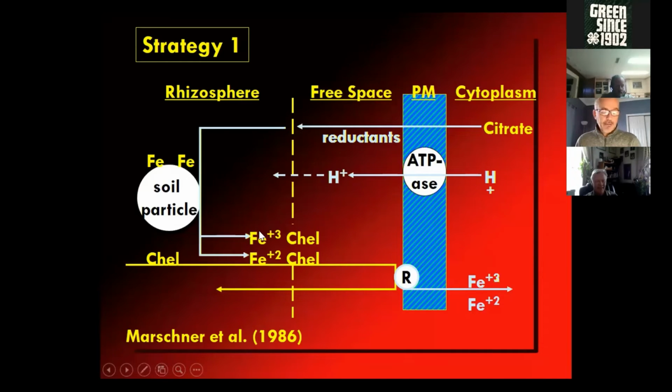And out here, as you go out towards the bulk soil, the iron concentrations are greater. There's a gradient. And so this chelate acts as a carrier to carry either iron 2 or iron 3 to the root. This R means that chelate releases iron 2 or iron 3, and that iron 2 or iron 3 crosses the plant membrane, and then that chelate can move back out into the soil and find more iron 2 or 3.